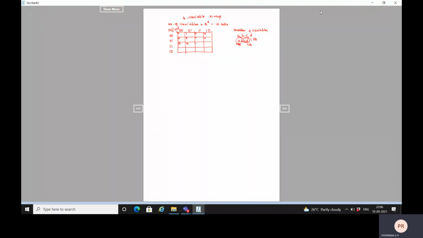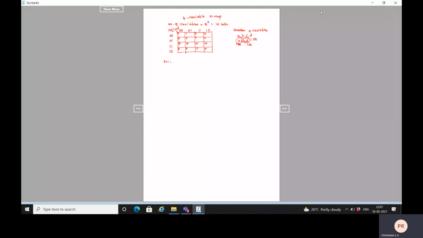1111, it is 15. 1110, it is 14. When the last row is considered, 1000 is 8, 1001 is 9, then 1011 is 11, and 1010 is 10. So this is how all the cells will be identified in a 4-variable K-map. With this K-map, let us solve a few switching equations.